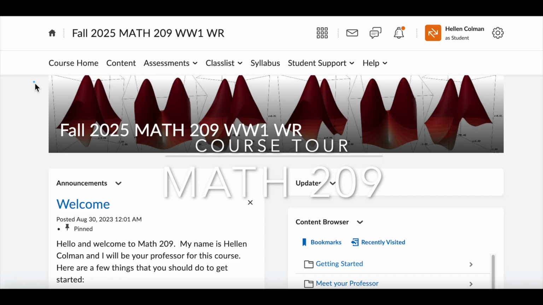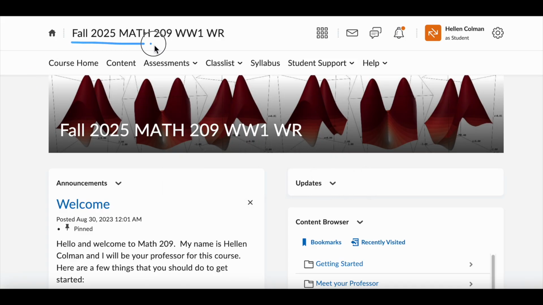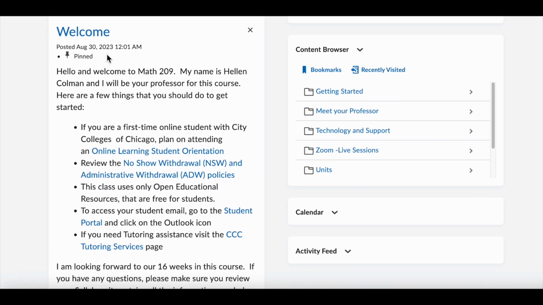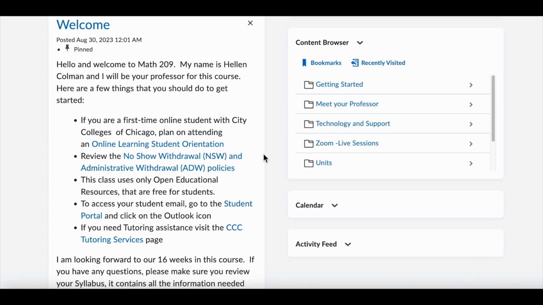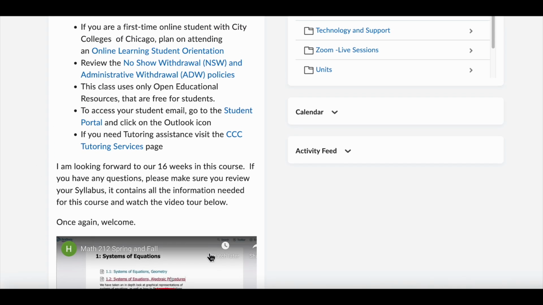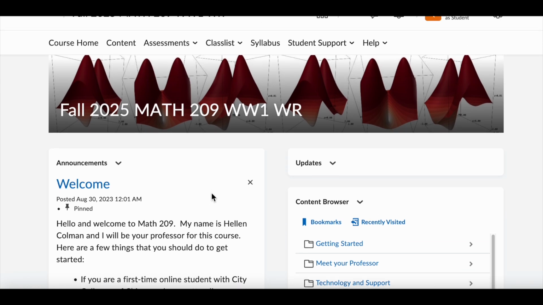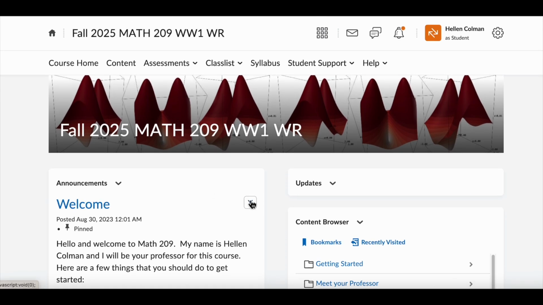This is a tour around all the places in your Math 209 class site. First, this screen that you are seeing is the home page of your class, where you are going to have here the welcome announcement, where you have some basic information about the course and also this very tour that we are seeing right now.